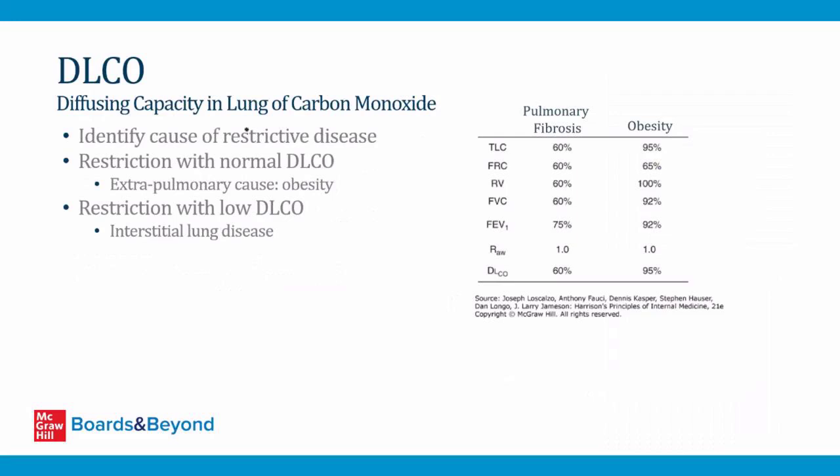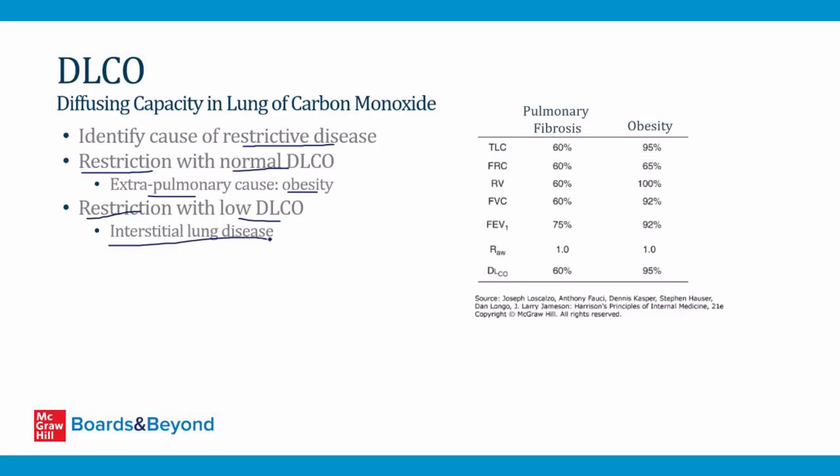So measurement of the DLCO can be very helpful in identifying the cause of restrictive lung disease. If a patient has restriction based on their spirometry, like we saw a few slides ago, but their DLCO is normal, this means they have extrapulmonary disease, for example, obesity or scoliosis or ALS or some of those things we talked about before. If they have restriction by spirometry with a low DLCO, then that means they have some form of interstitial lung disease.